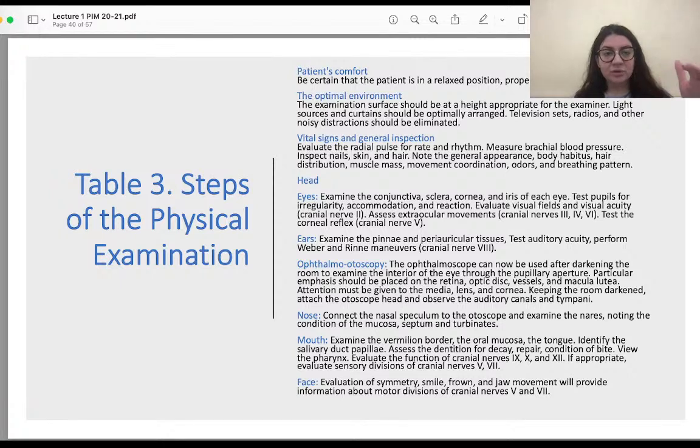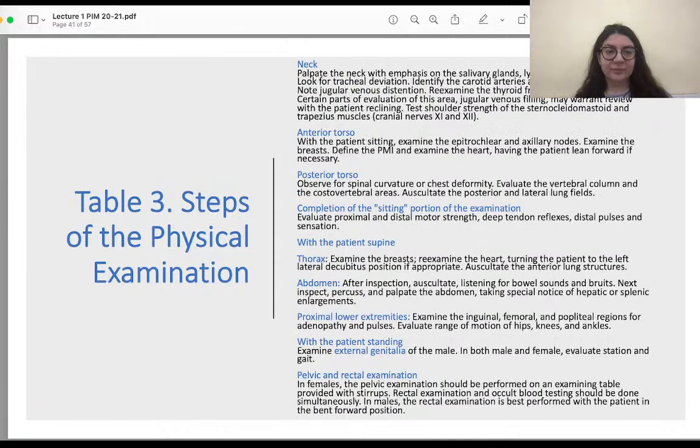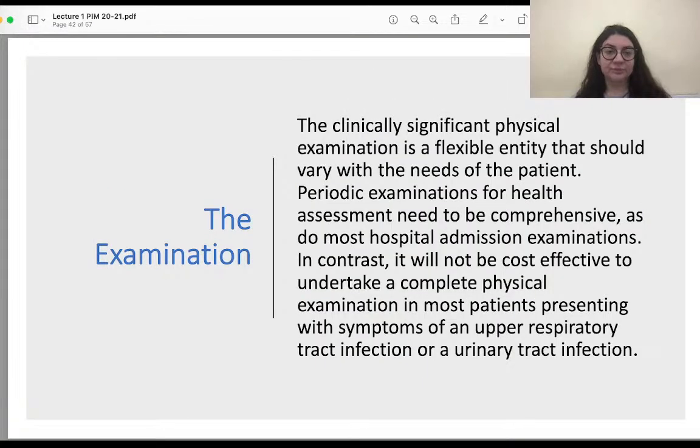It starts with patient comfort and an optimal environment, and checking of vital signs and general inspection, inspection of the head with checking eyes, ears, otoophthalmoscopy, nose, mouth, face, neck, anterior torso, posterior torso, completing the sitting portion of the examination. Then with the patient supine, we check thorax, abdomen, proximal lower extremities. With the patient standing, we check external genitalia, pelvic and rectal examination.